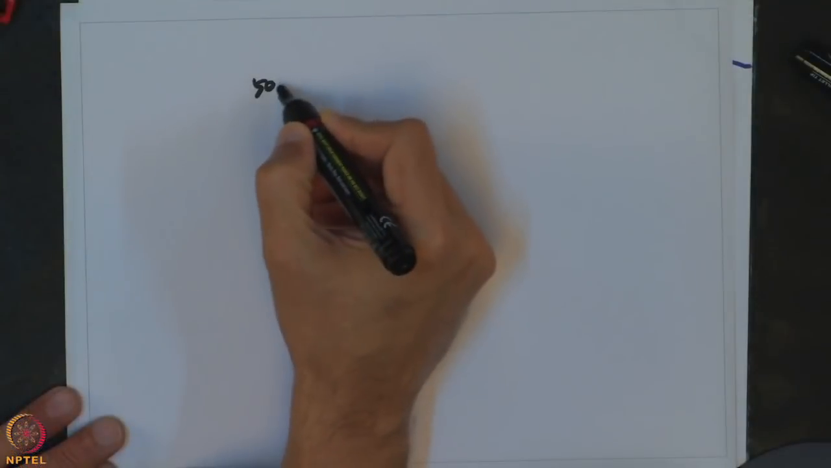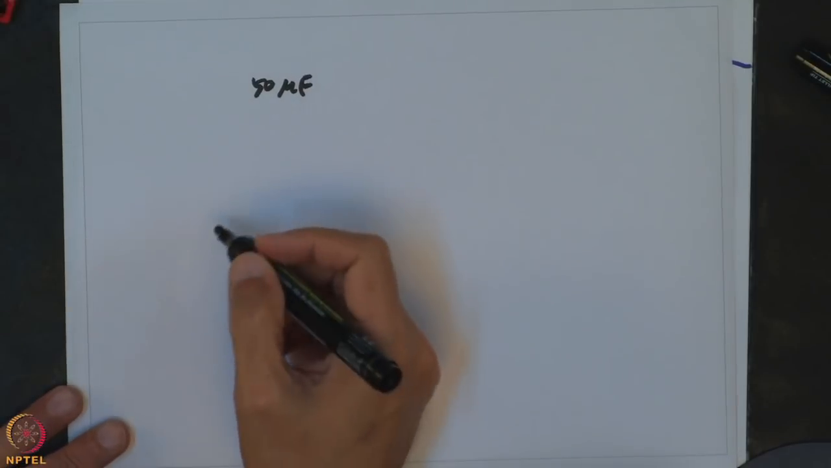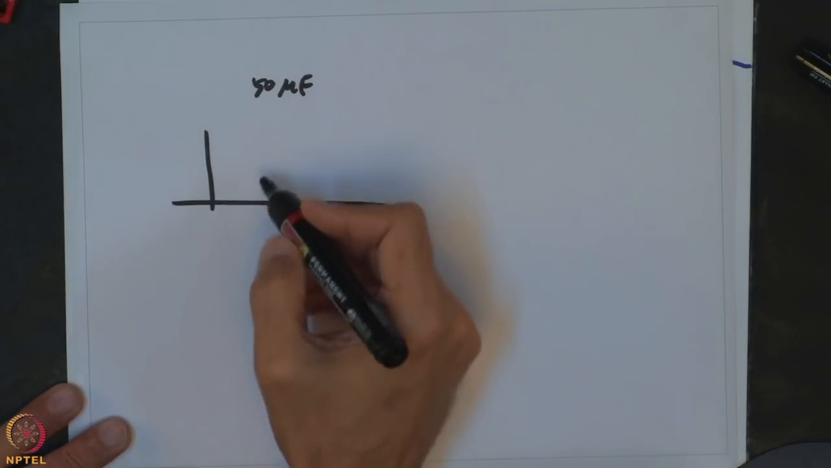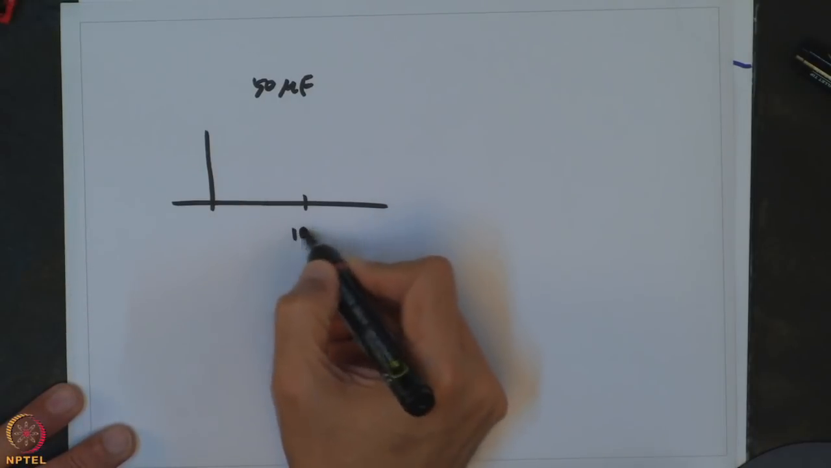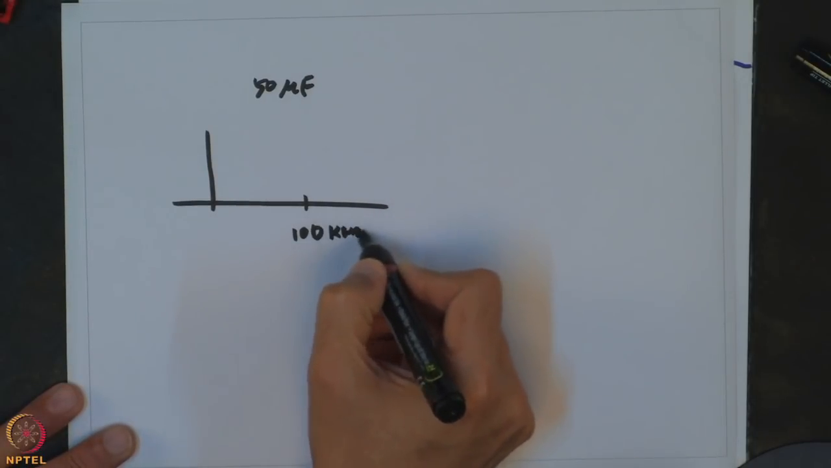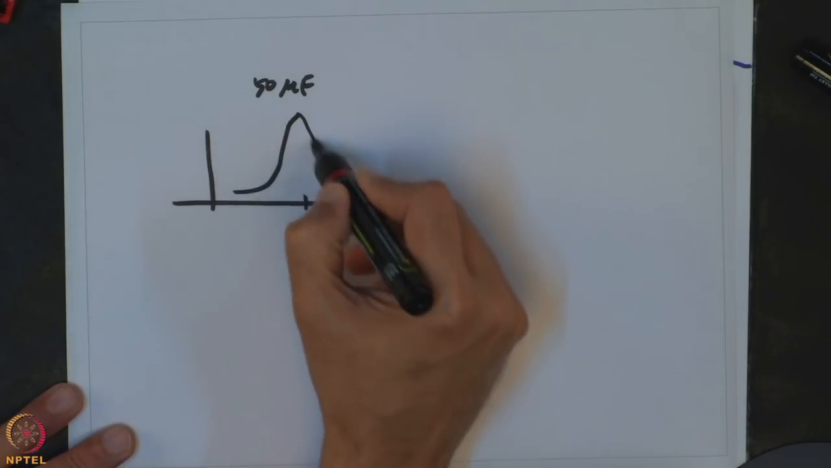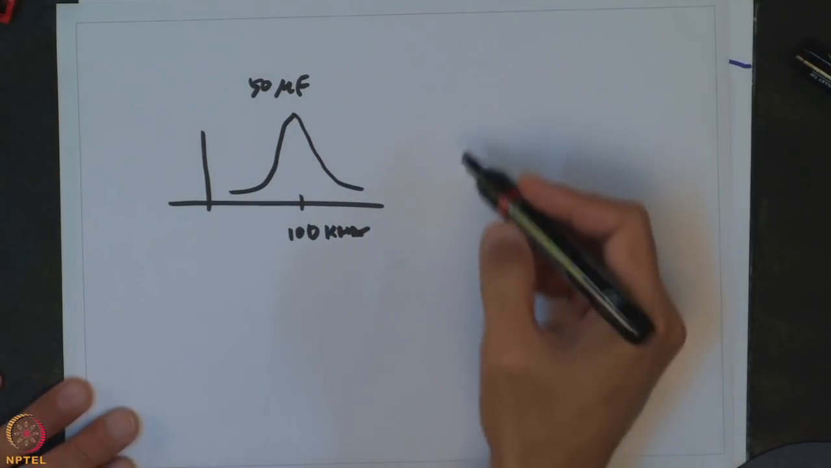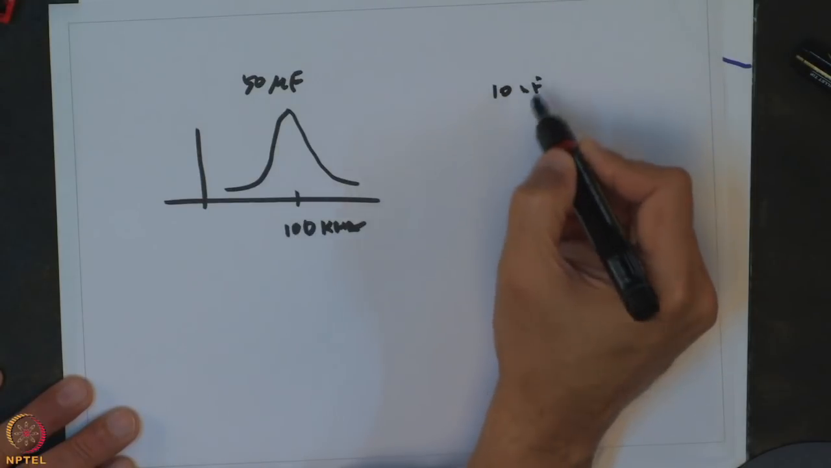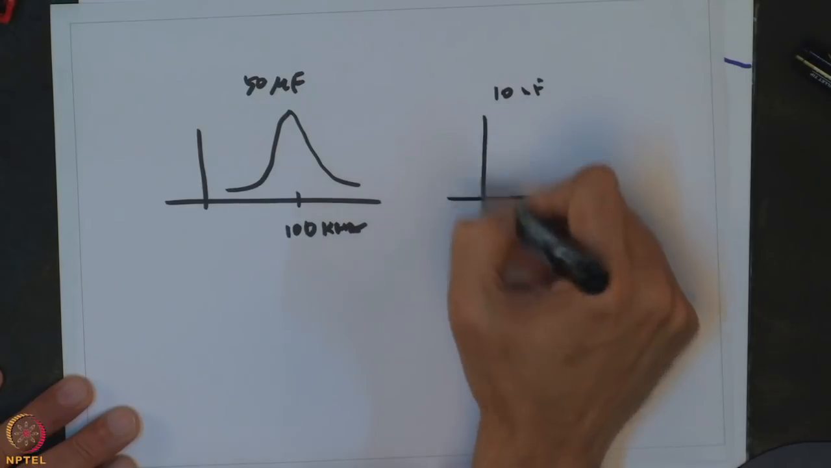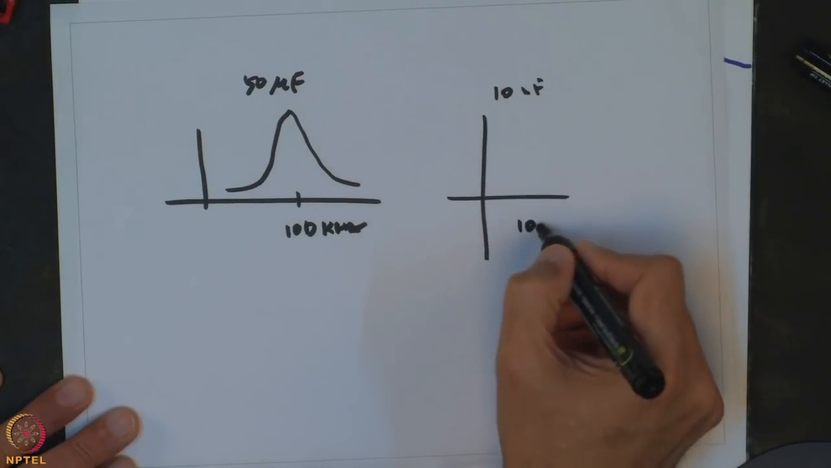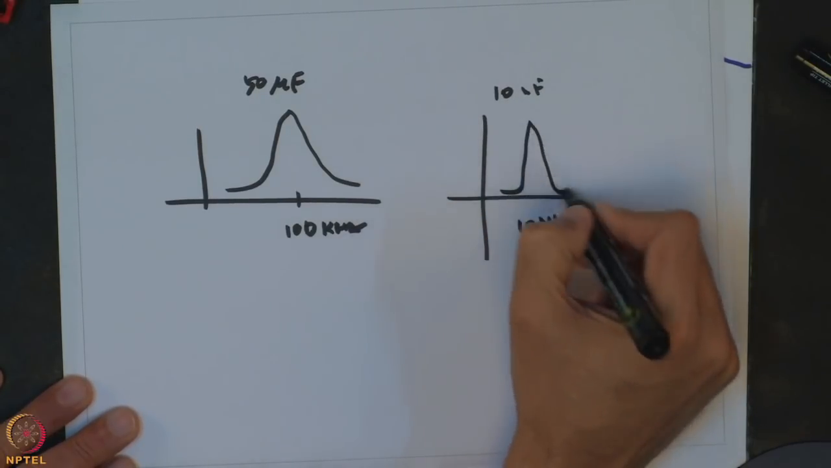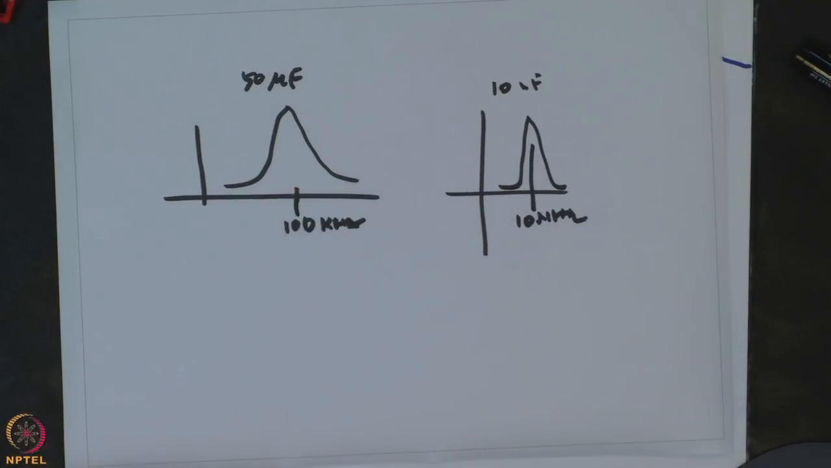In the case of film capacitors, which can be used for high frequency applications as well, it is observed that a 50 microfarad polypropylene film capacitor would show a resonance peak at something like 100 kilohertz. Okay, so this is a peak that it will show, and if you take for example a 10 nanofarad film capacitor, it will show a peak at something like 10 megahertz. So it will resonate at that.